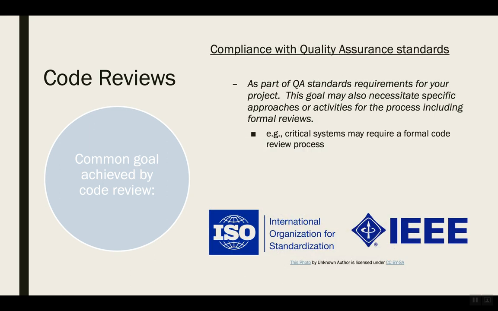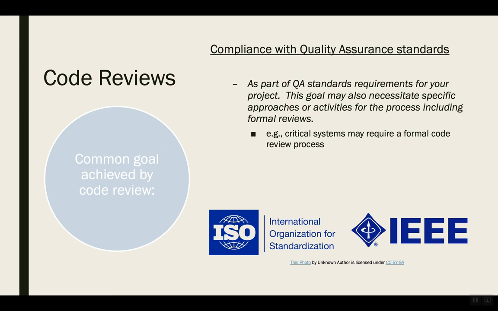The next goal is compliance with quality assurance standards. And unlike the previous goals, it does not describe a specific set of outcomes itself. The goal is to cover the projects that may have quality assurance standards that explicitly include code reviews. The actual goals of such required review sessions may include any or all of the previous goals.